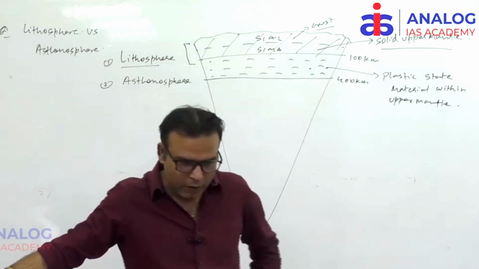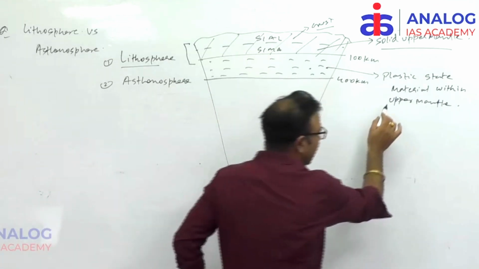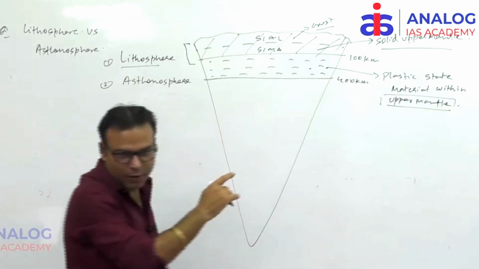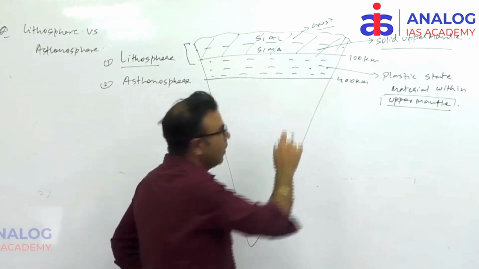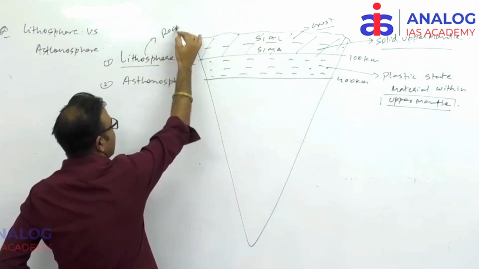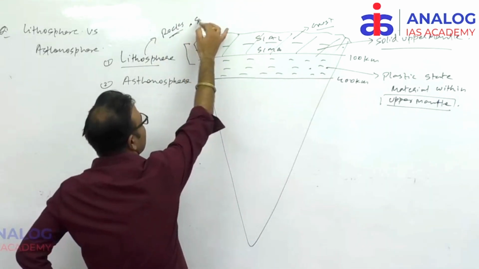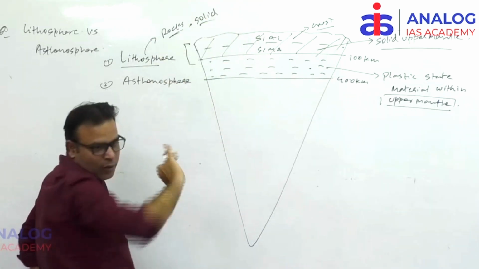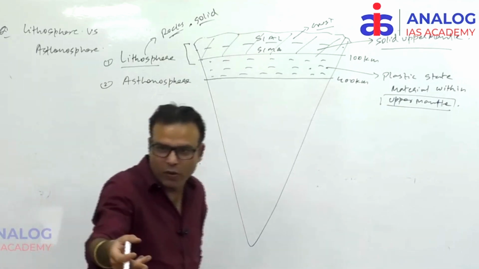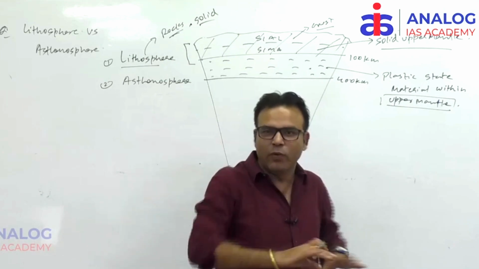The second layer is called Asthenosphere. So it is present completely where? In which layer? Upper mantle. So what is the physical form? Entire lithosphere is solid, made up of rocks. Rocks are solid things, solid state. Entire lithosphere is solid, but asthenosphere is not solid. Not completely solid, not completely liquid also. Semi-solid or semi-liquid, any way you can use it.